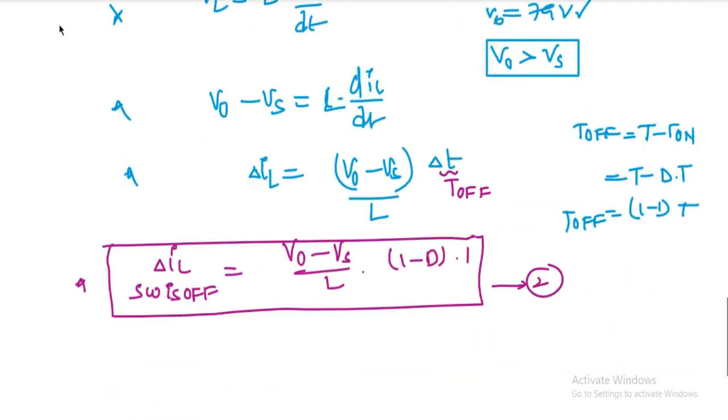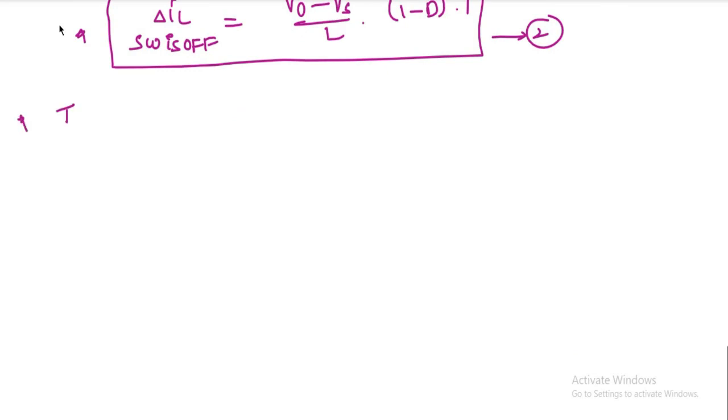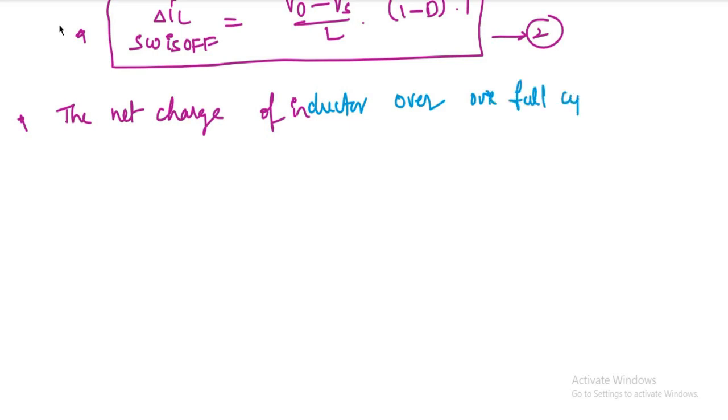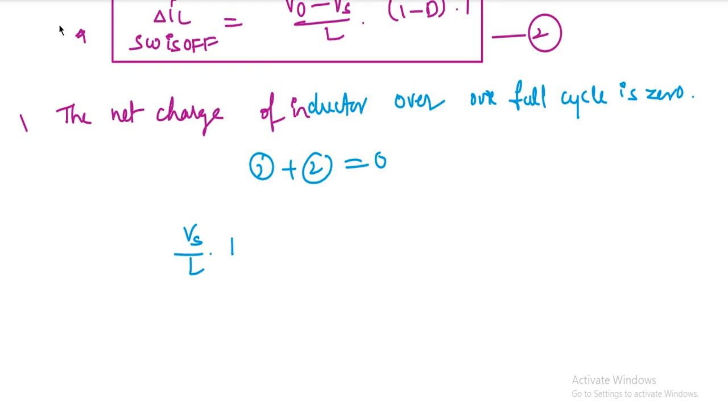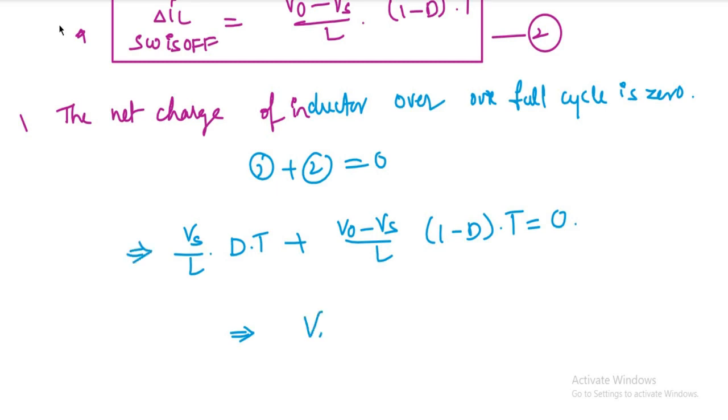We know that the net charge of the inductor over one full cycle is 0. So for that we add equations 1 and 2 and equate them to 0. That is Vs by L into T on, which is D into T, plus (V0 minus Vs) by L into (1 minus D) into T equal to 0. By solving this expression, we get the output voltage as supply voltage Vs by (1 minus D), where D is the duty ratio.